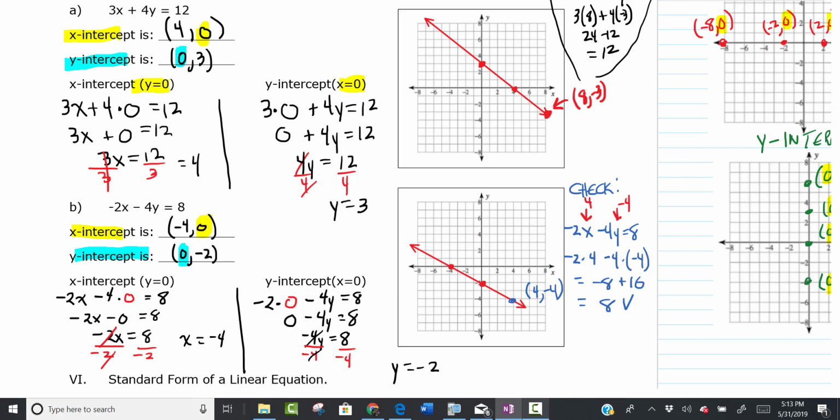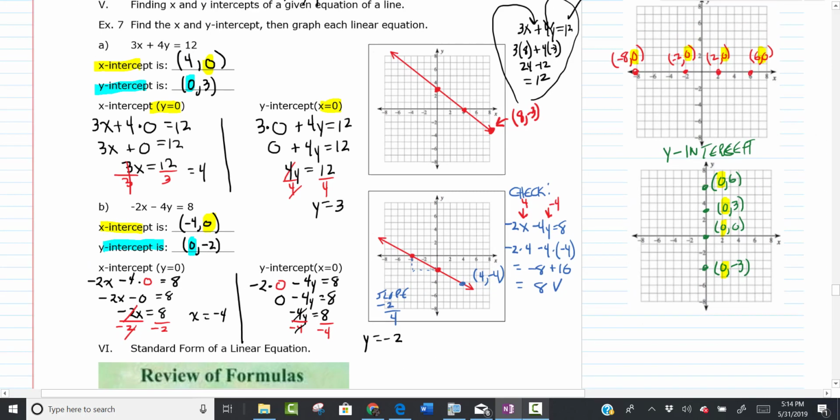Now I'll tell you what I did. This is how I figured out the other 2 points. That's my x-intercept, that's my y-intercept. The slope on this, you're going down 2 and going right 4. So I went from this point down 2, right 4. So I got to the point 4, -4. That's how I figured out that other point. Then I took the equation, plugged in 4 for x, -4 for y. -2 times 4 minus 4 times -4 is -8 plus 16. So it's 8. So that's why it's right.